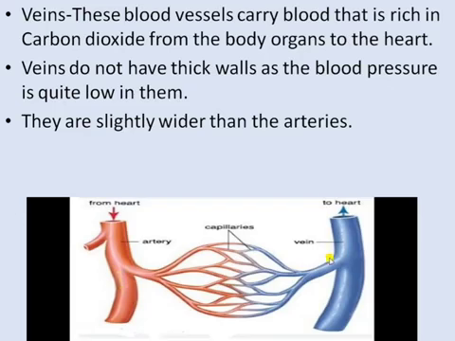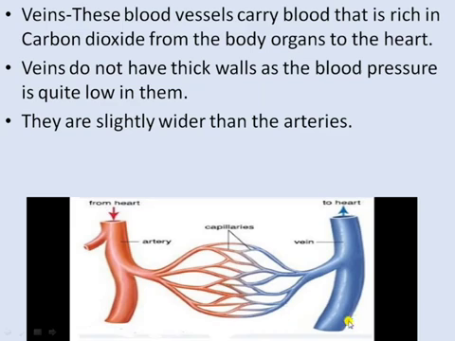Second is about the veins. Veins have thinner and less elastic walls because the blood flow is slow due to the low pressure. The third thing is that these veins collect the blood from the organs and carry it towards the heart. Next, they carry the carbon dioxide rich blood.